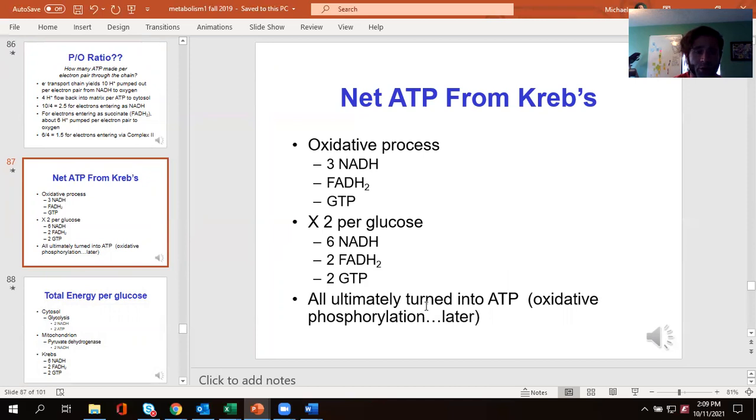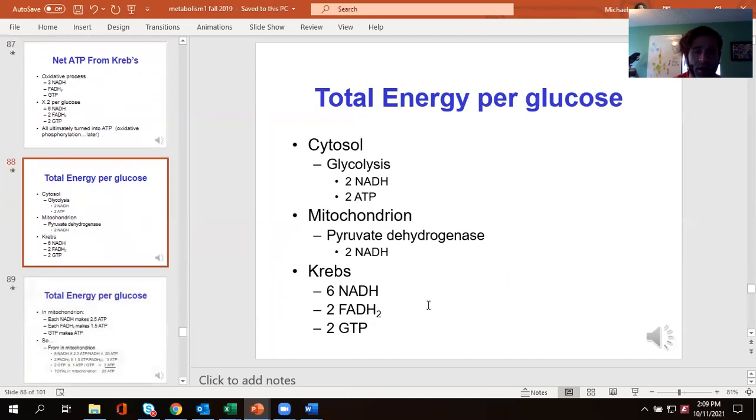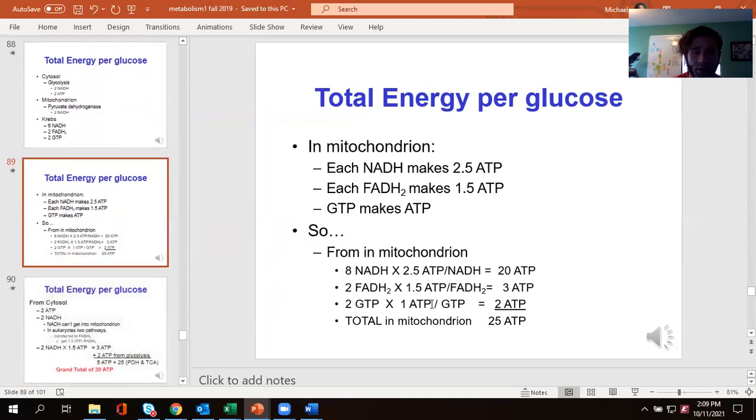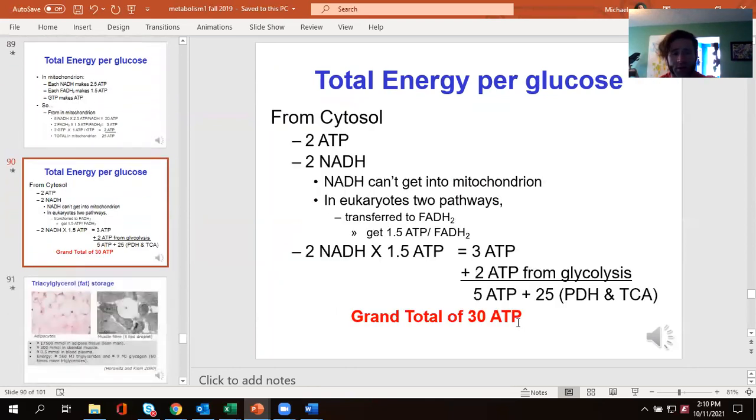So when we go ahead and actually break that down fully, the amount that we're going to get is actually going to be a little bit lower than what one would expect. But it turns out it's still way more than the 2 to at best 3 we were going to net from anaerobic glycolysis. So, yay.